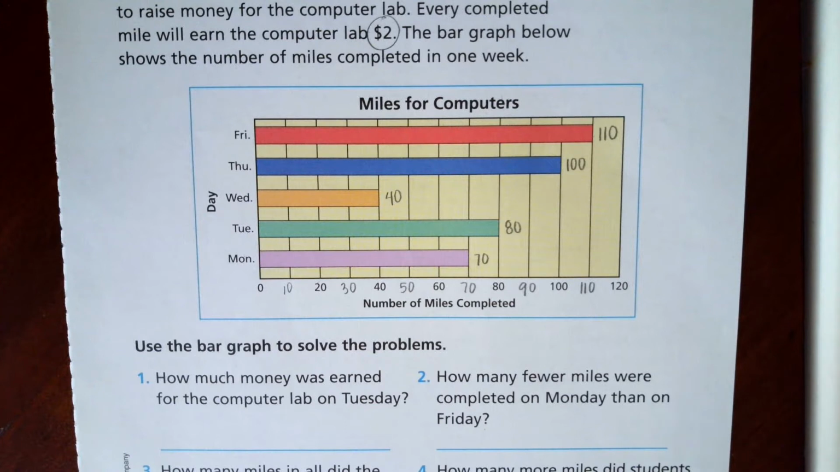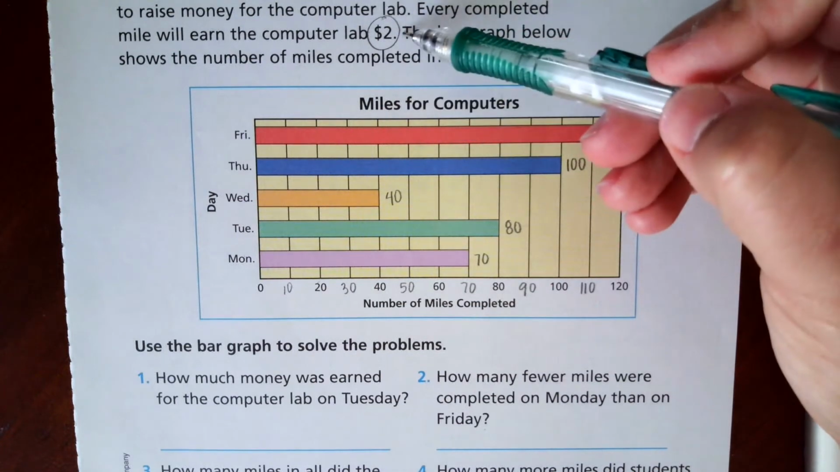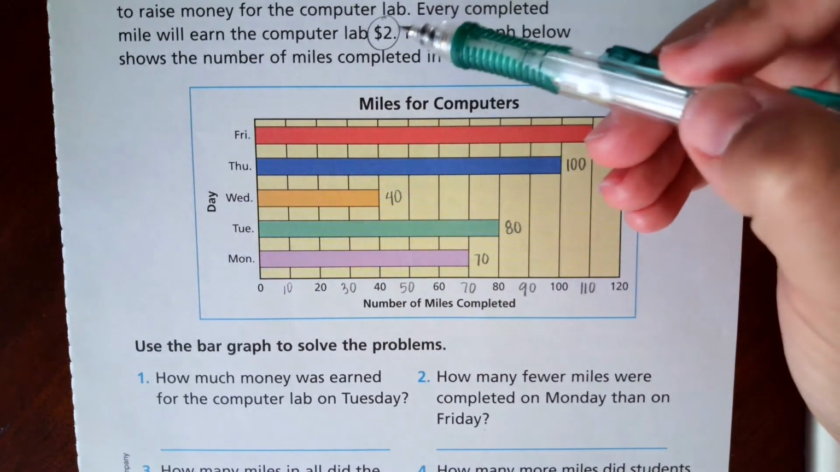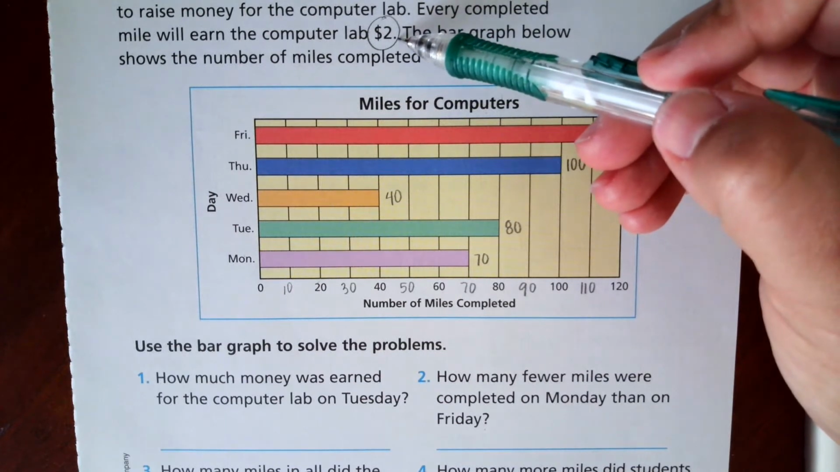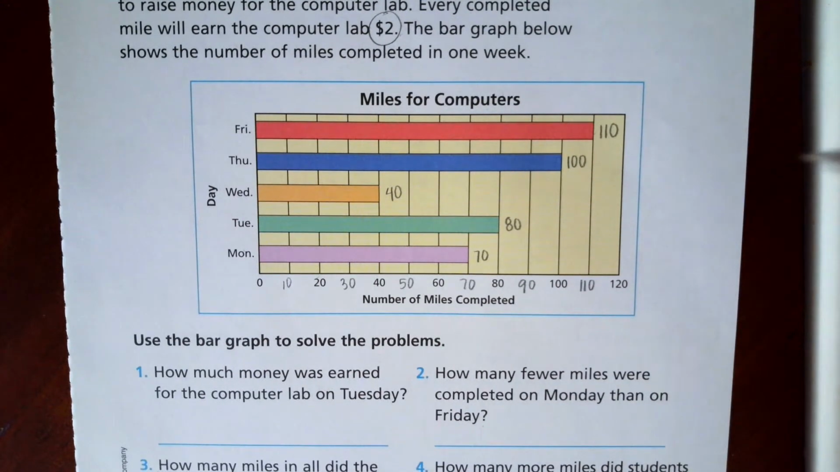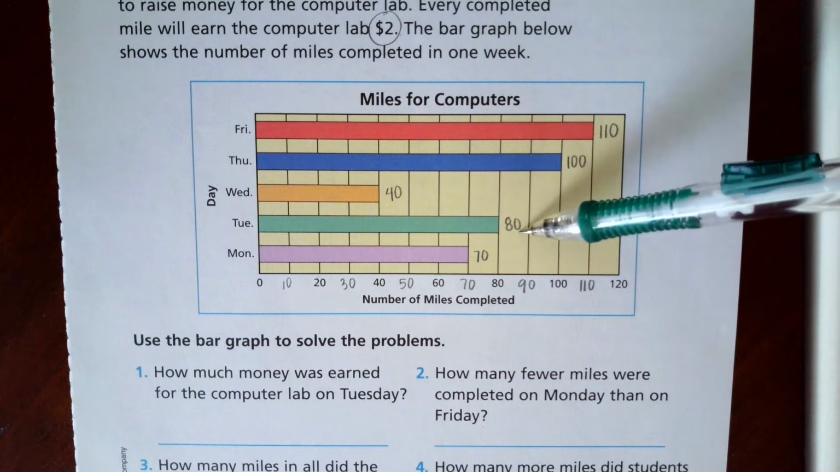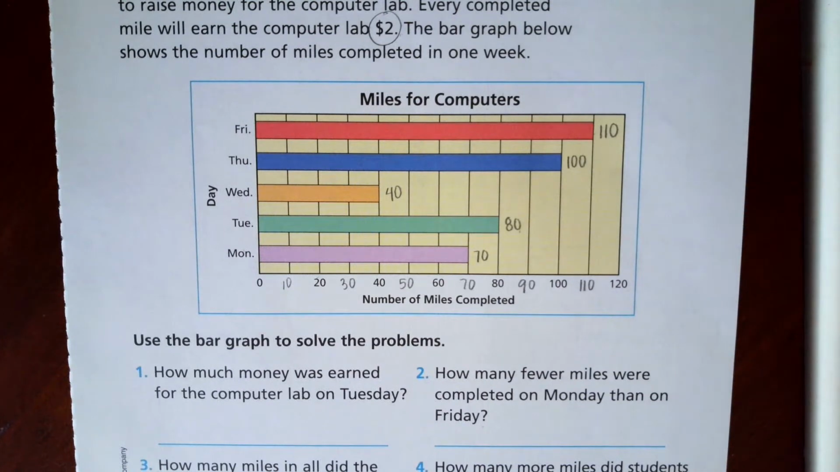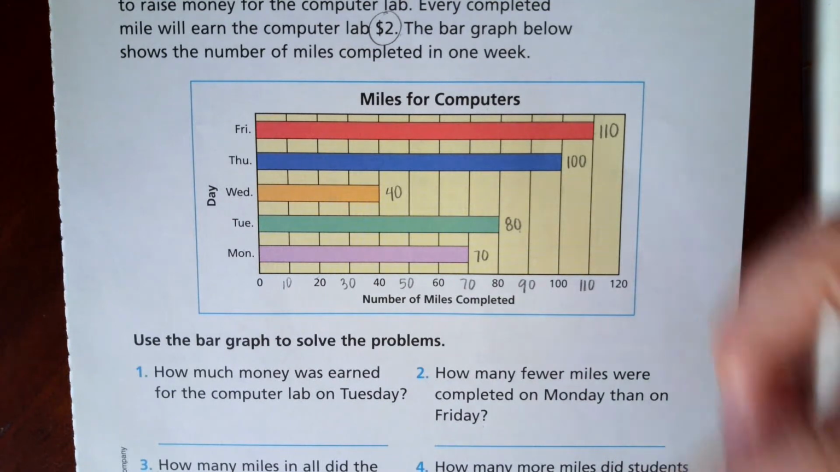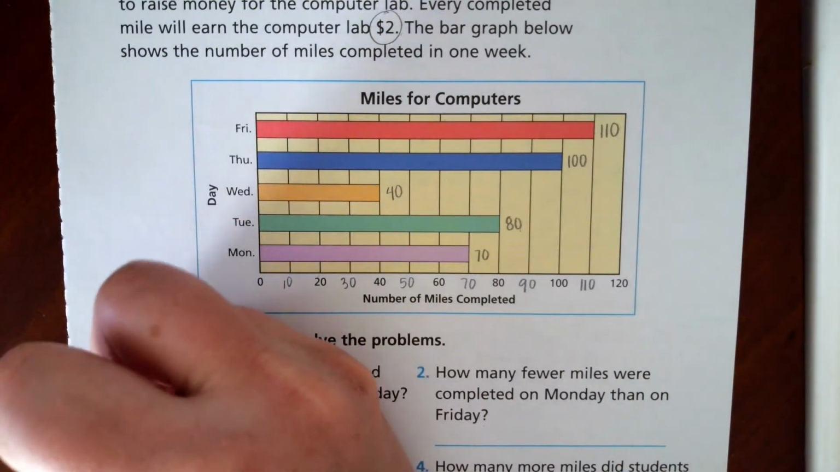Number 1, how much money was earned for the computer lab on Tuesday? So remember that this graph doesn't show how much was earned. It only shows how many miles they rode. But going back to this little bit in the beginning, every mile got $2. Okay, so we might be using some multiplication here. So if I look at Tuesday, I know Tuesday is 80 miles. So I'm going to want to figure out what is 80 times 2. So you can either do 80 times 2, or you can do 80 plus 80. That would be that repeated addition.